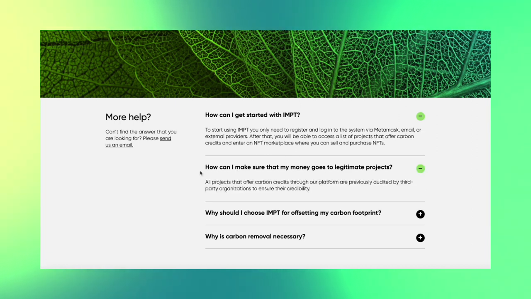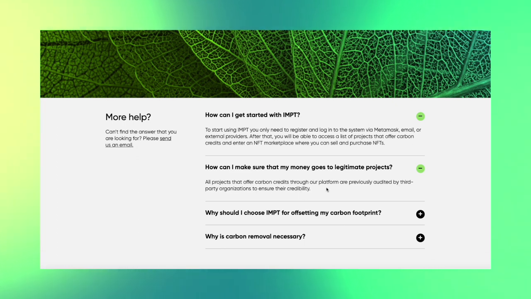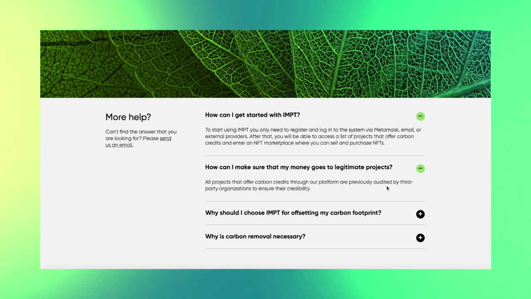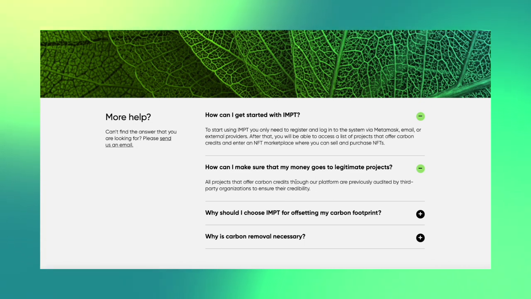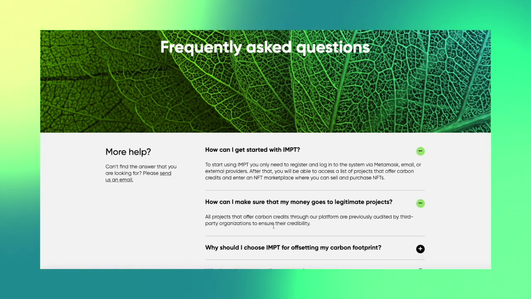Okay, so again, it's all about their NFTs. And then right here, how can I make sure my money goes to legitimate projects? It says, all projects that offer carbon credits through our platform are previously audited by third-party organizations to ensure their credibility. So again, it doesn't say how, when you make a purchase, the money goes to them. All they really say is that the projects offering carbon credits through the platform have been audited by a third party. Let me show you guys here. All that means is that they're verifying that that project or company is using carbon credits, and is somehow linked to carbon credits, but not this carbon credit, guys. Not the NFT version, because IMPT has their own version of carbon credits. It's like the NFT version of it.